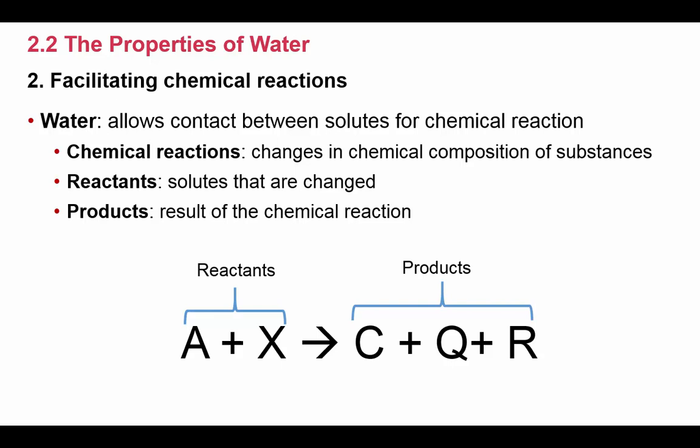Reactants react and change to make products. Okay? A plus X, when they react together in a chemical reaction, are going to produce C, Q, and R. C, Q, and R are not at all like A and X. Look at them. You know that C, Q, and R are very different from A and X. But if we let A and X react together, we're going to produce C, Q, and R.